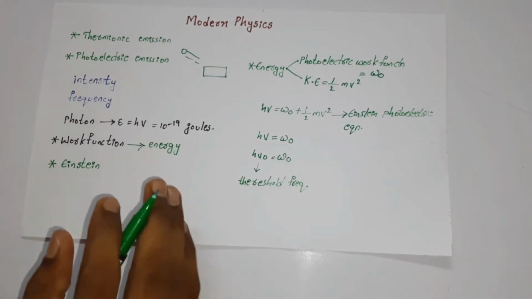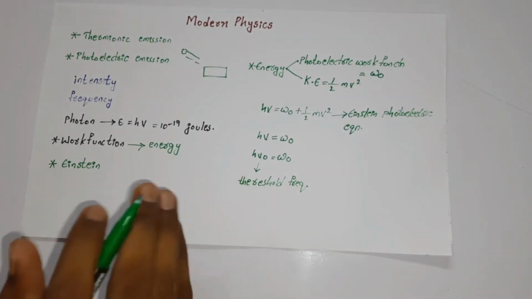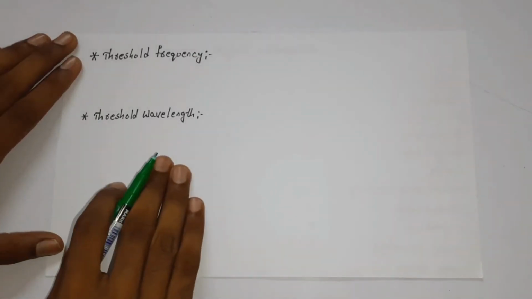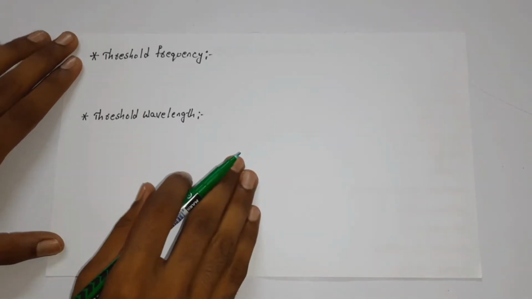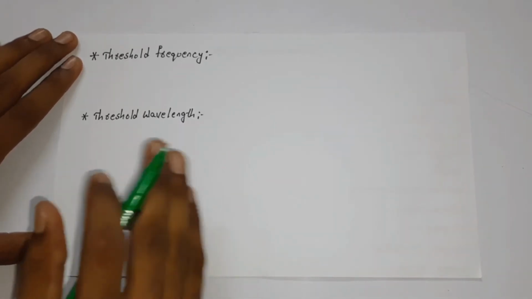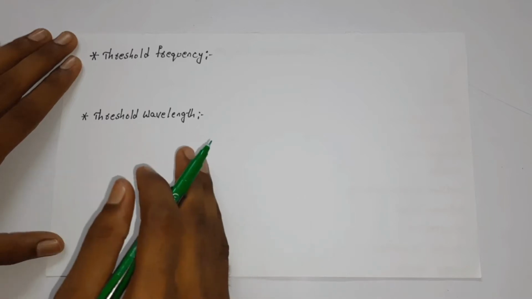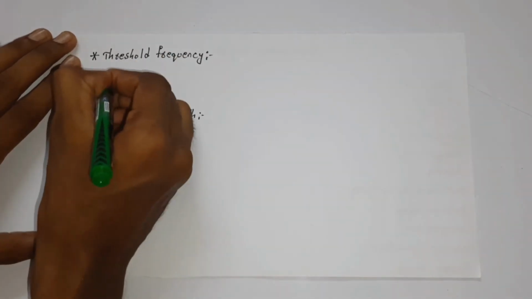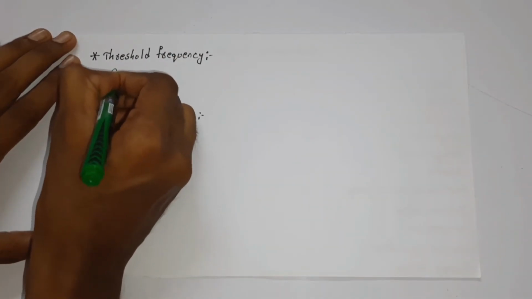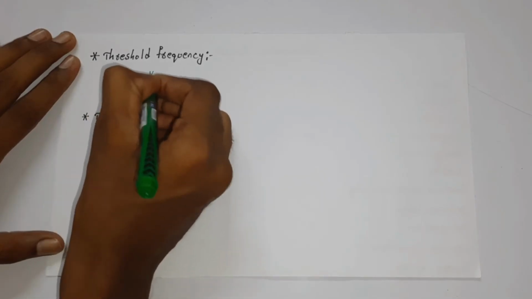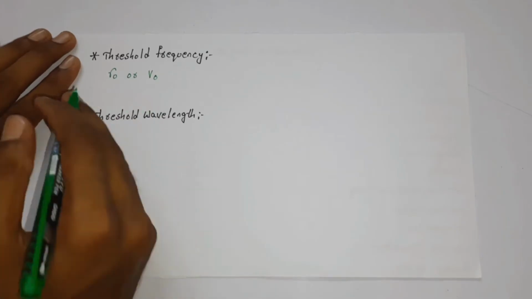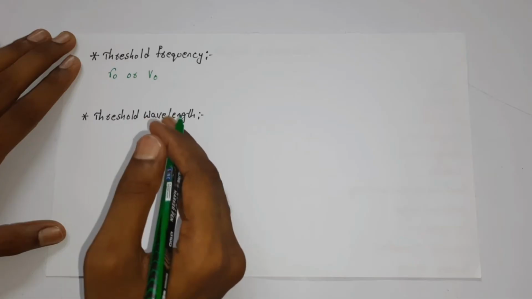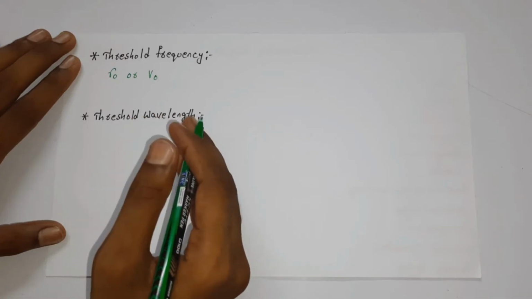Now let us know what is meant by threshold frequency and threshold wavelength, and the condition for the photoelectric effect, which are also major factors of this emission. The threshold frequency is the minimum frequency. It can be written as alpha naught or v naught. It is the minimum frequency of the incident radiation, or of the light, at which the photoelectrons will emit from the surface of the metal.